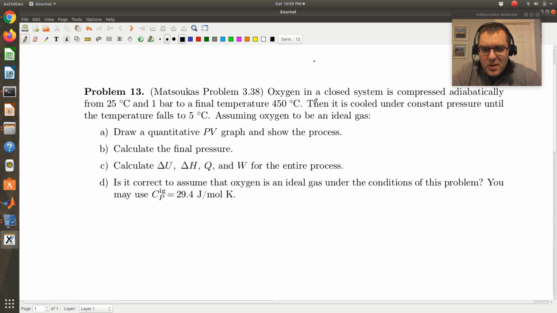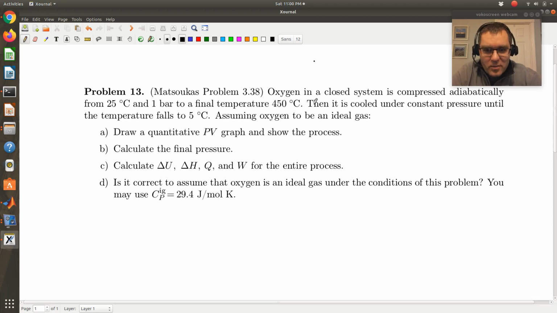A. Draw a quantitative PV graph and show the process. B. Calculate the final pressure. And then calculate delta U, delta H, Q, and W for the entire process. And then we're asked if it's correct to assume that oxygen is an ideal gas under the conditions of the problem. And we're given a value of the heat capacity, and we're not given a temperature dependence, so we'll assume that it's constant. All right, so there's a lot going on in there.